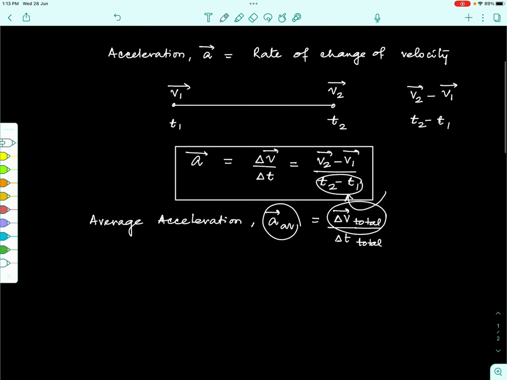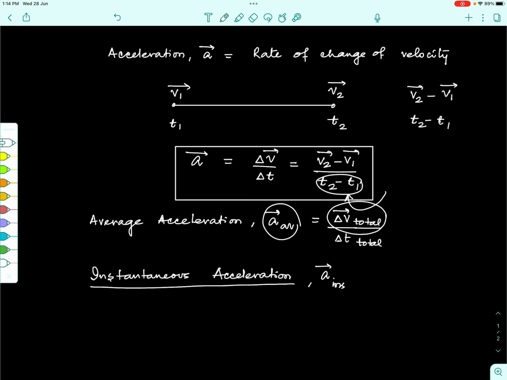The next acceleration that we talk about, as we have studied speed and velocity, is the instantaneous acceleration, which is the acceleration of a body at an instant, which means the rate of change of velocity at a given instant of time. We can write it as a with a subscript instant, or simply a. When we write simply a, we are talking about instantaneous acceleration itself.